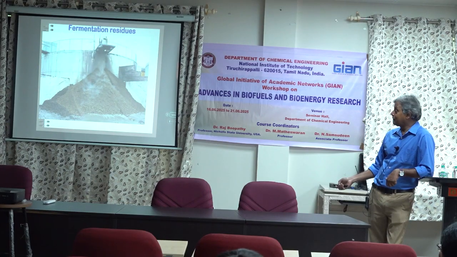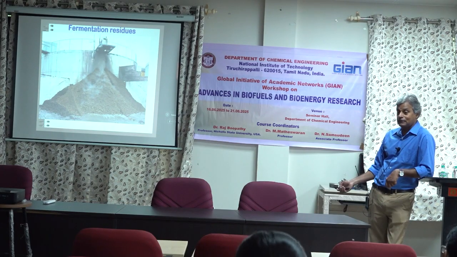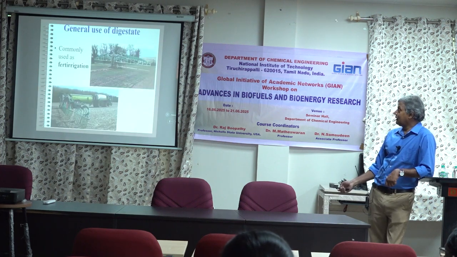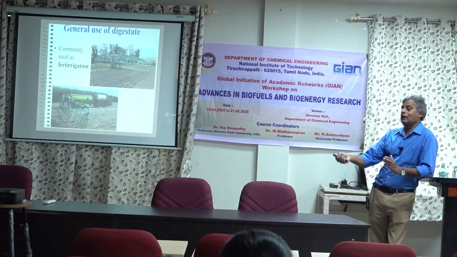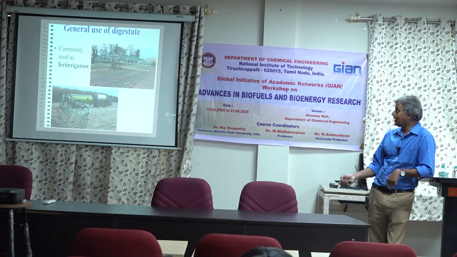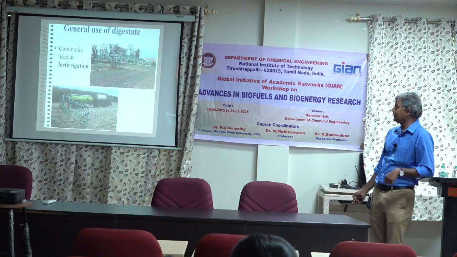That's how fermentation residue looks like. When you clean up the tank after several years, all the digestate comes out. And when you dry it, after moisture is lost, it's really dry. Okay? And then, commonly used instead of drying, the sludge can be directly applied in the farm. That's called fertigation. That's commonly used in the US and Brazil.